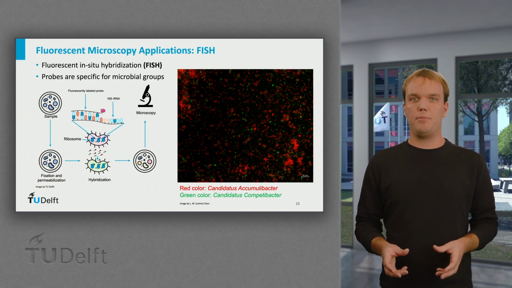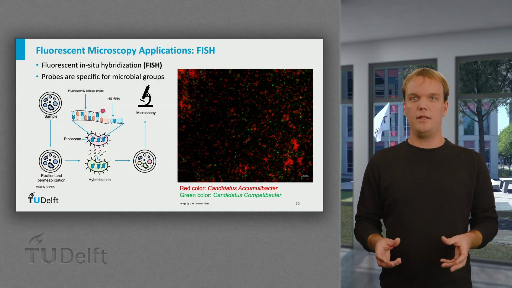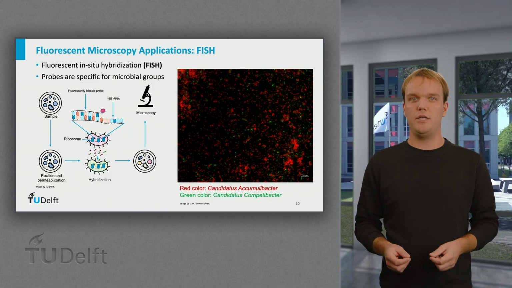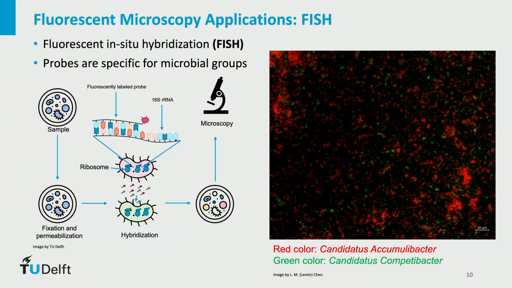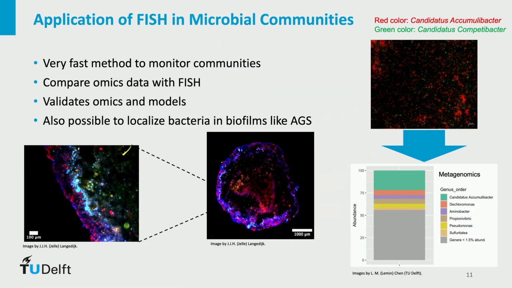When we visualize the sample under the microscope, each probe fluoresces in a specific color, revealing the spatial distribution of microbial populations. For example, in the image shown here, red indicates Candidatus Accumulibacter, green represents Candidatus Competibacter. This allows us to study the organization of microbial communities with high spatial resolution. FISH is a very fast technique to monitor microbial communities. Within a single day, you can analyze the presence and abundance of specific targeted taxa.